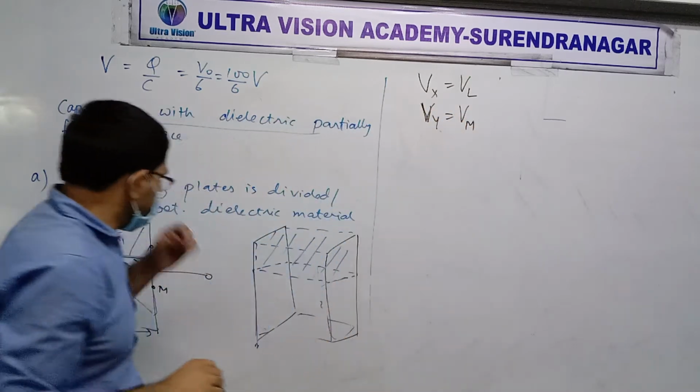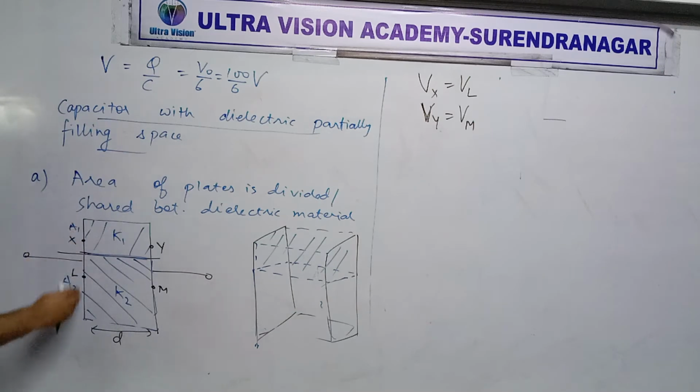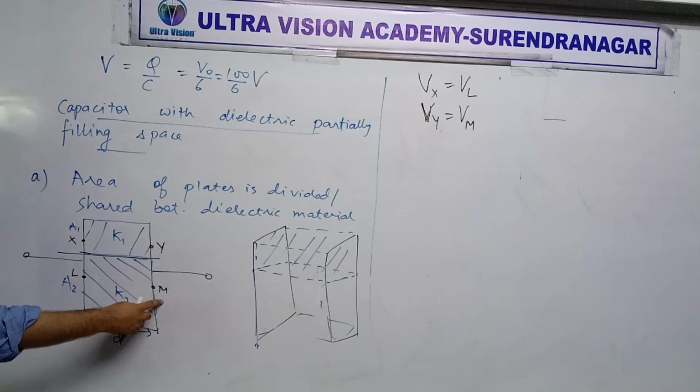Why so? This is a plate. This is a plate. Yes or no? Yes. All points on the plate are at the same potential. Yes or no? Yes. On a metal plate, all points are at the same potential. So Vx and Vl are at the same potential, and Vy and Vm are at the same potential.